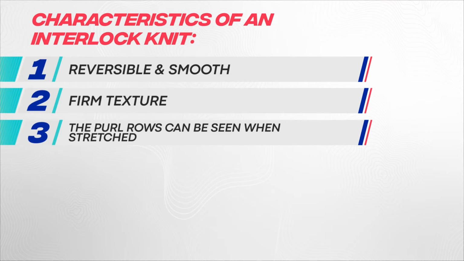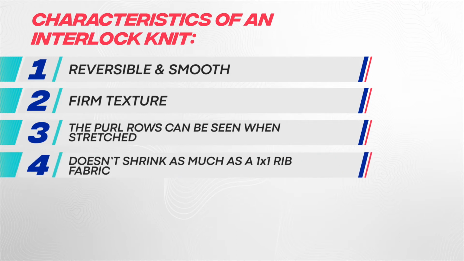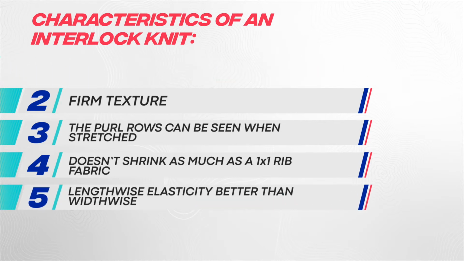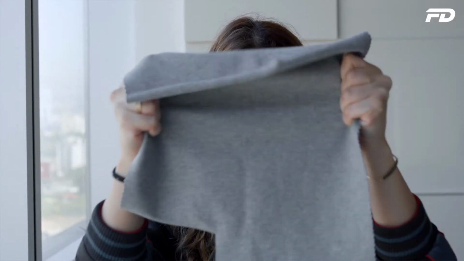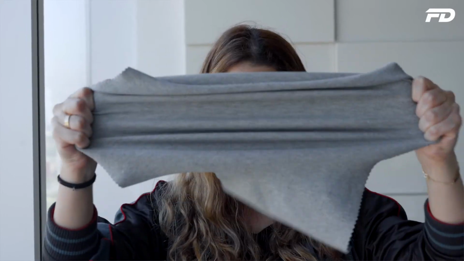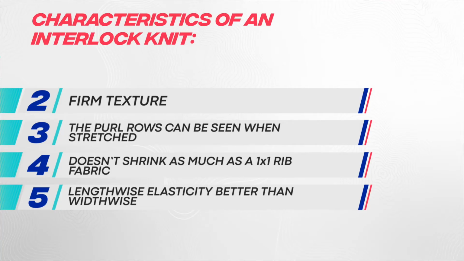Also, it does not shrink nearly as much as a 1x1 rib fabric, which is a major plus when it comes to sportswear, where you're not going to be paying as much attention to how you're washing and maintaining your fabric over time. Lengthwise, it has a much better elasticity performance than widthwise. So this is definitely something to take into account when you're incorporating this type of fabric into sportswear items.